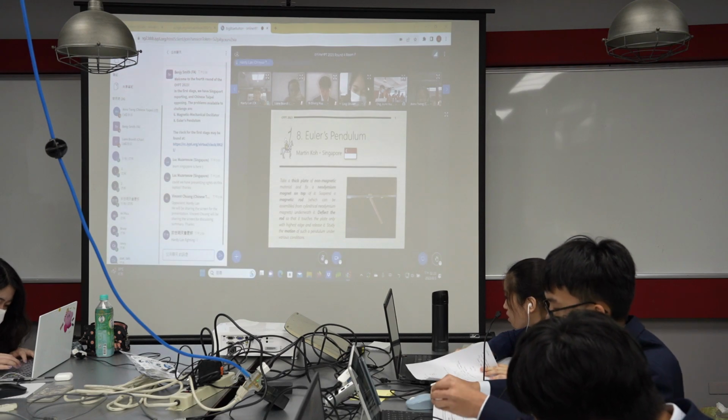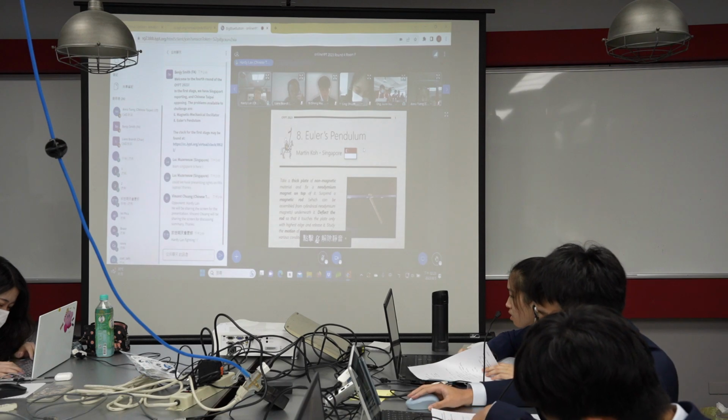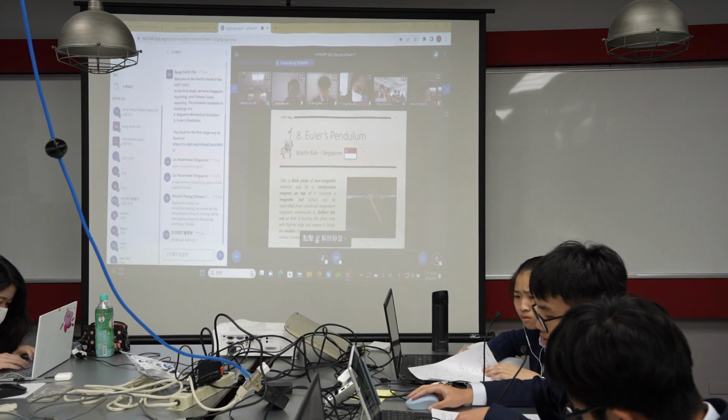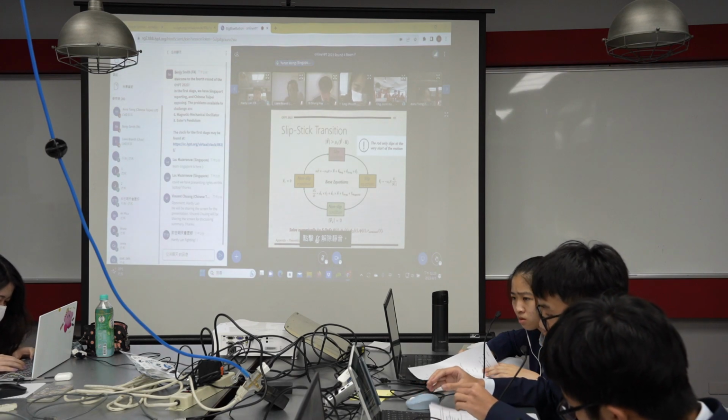Okay. Have you measured the static friction and kinetic friction coefficient between the plate and the pendulum? Yes, we have. And actually, we have accounted for the slip-stick transition in our theoretical model. And we noticed that the pendulum does not slip for a very long period of time.